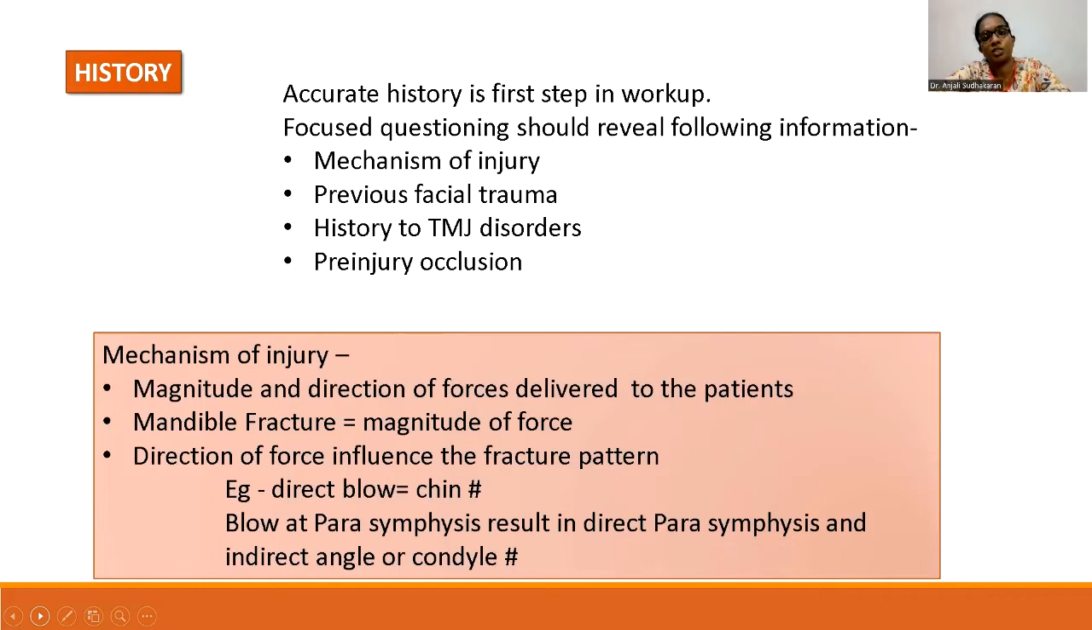A direct blow to the chin can cause a symphysis fracture. A blow at the parasymphysis can directly cause a parasymphysis fracture, or maybe it can cause an indirect fracture. That is, if you have a right-sided trauma in the parasymphysis region, that can cause a fracture in the opposite side angle or the temporomandibular joint.